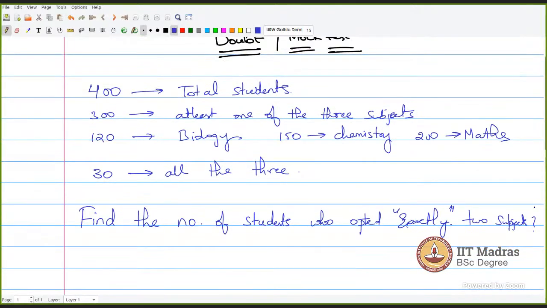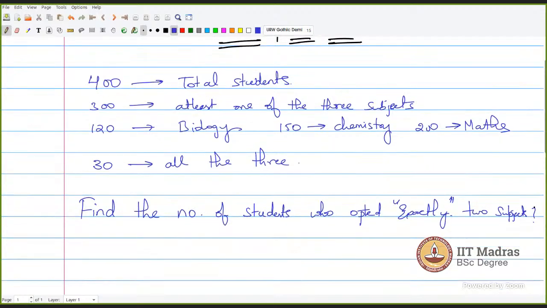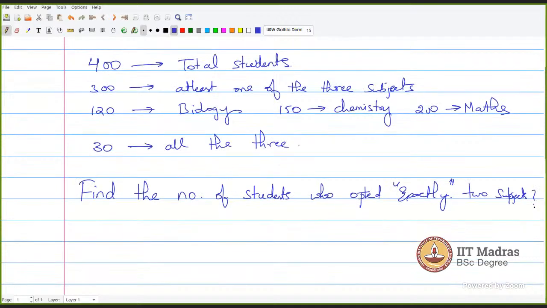From this data, what we know is when we convert this data into a Venn diagram containing three sets, and we give particular numbers, each number represents the number of students present in that particular region. If I can come up with this Venn diagram, I can answer this question. But coming up with that Venn diagram is the task.